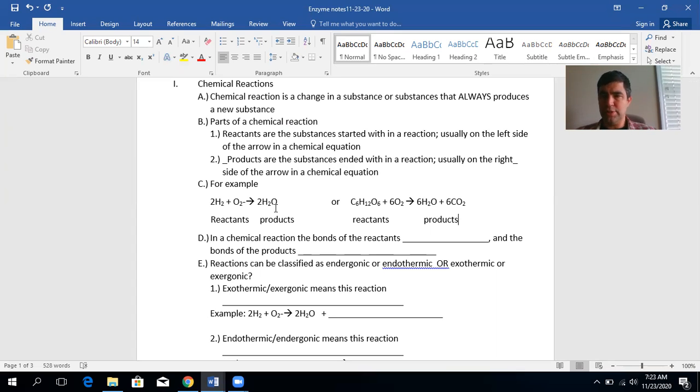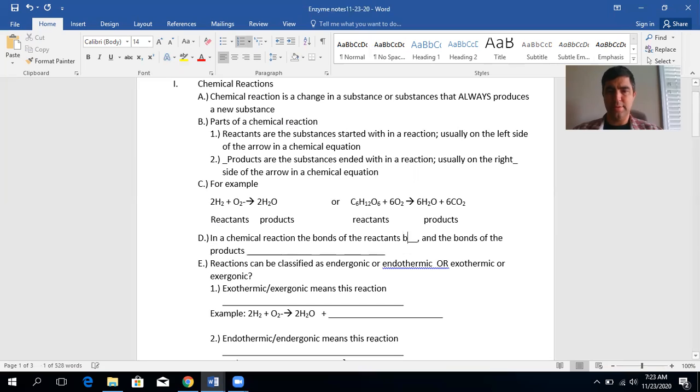So again, what we're trying to show here is that the reactants that you start with, their chemical bonds do what when the chemical reaction happens? They break, and the bonds of the products do what? They form. That's what we want to emphasize. So the reactants' bonds break, and the products' bonds form.